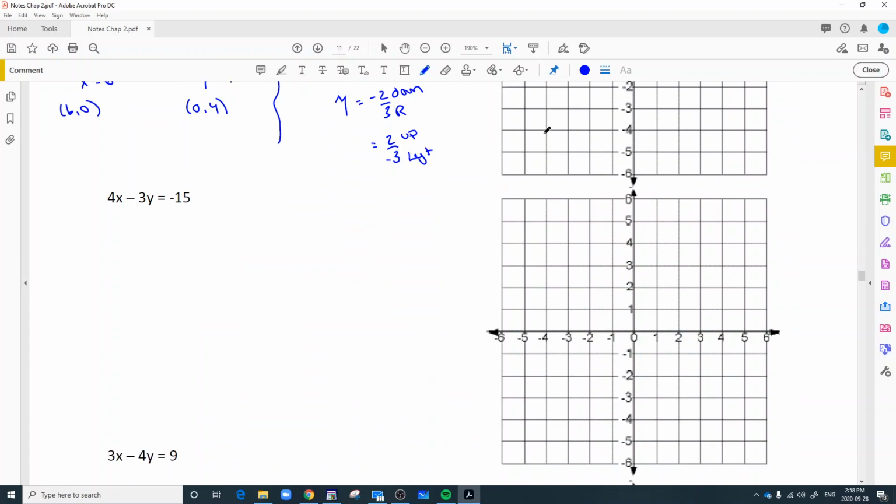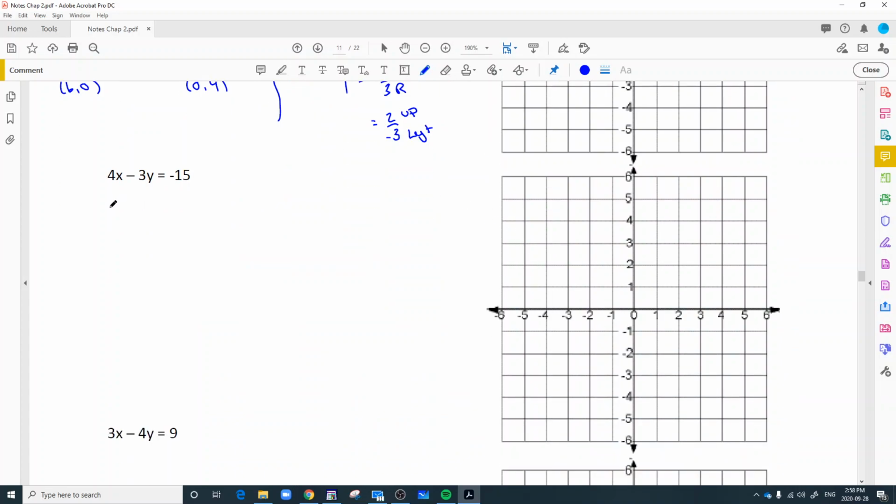So let's try this next line. This one, let's do your x-intercept first. X-intercepts are easy if you just cross out the y value. You get 4x equals negative 15, divide by 4, I get x equals negative 15 over 4. I'm not going to graph that. Even putting that as a decimal, I believe you get negative 3.75? I'm not going to try to put that on the grid. So the x-intercept isn't a nice point.